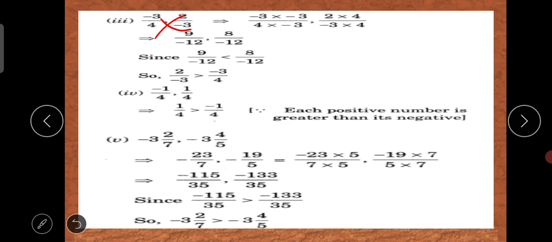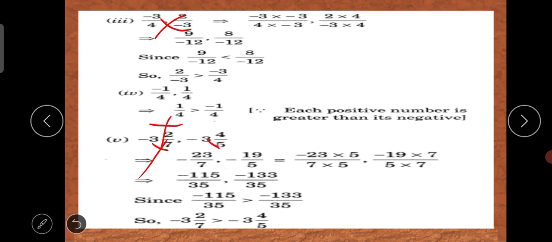Next, the fifth one, minus 3 2 upon 7 and minus 3 4 upon 5. Here the question is given in mixed form, so first we convert into improper fractions. How to do it? First multiply 3 into 7, then add 2. So 3 7s are 21 plus 2, 23 upon 7.